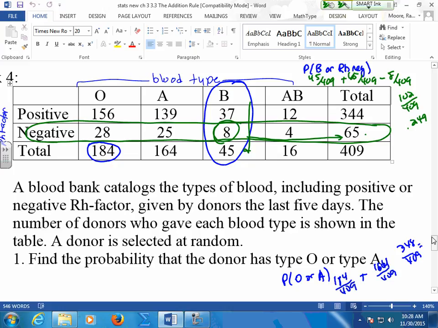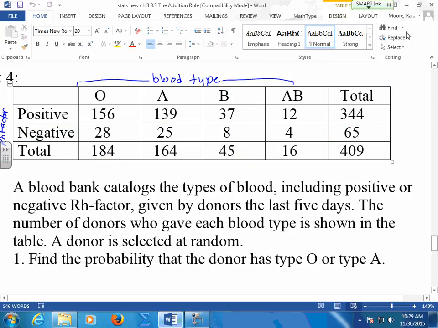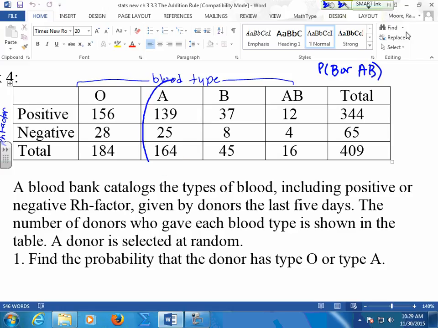Okay, let's take a look at Try It 4. I'm just going to erase this mess so we can draw again. Find the probability that the donor has a type B or a type AB. Doesn't your chart help you see that they are mutually exclusive? Where's your type B? Here. Where's your AB? Do they overlap at all? No, they're mutually exclusive.